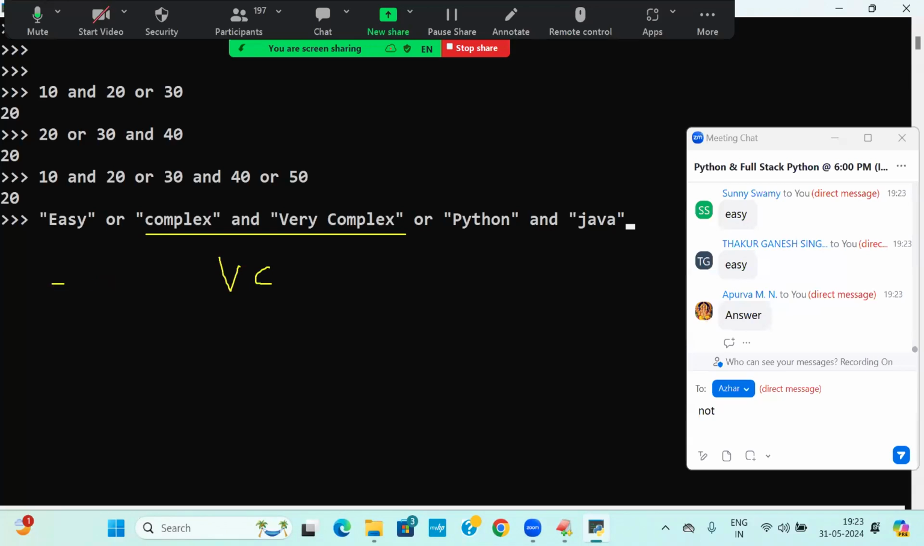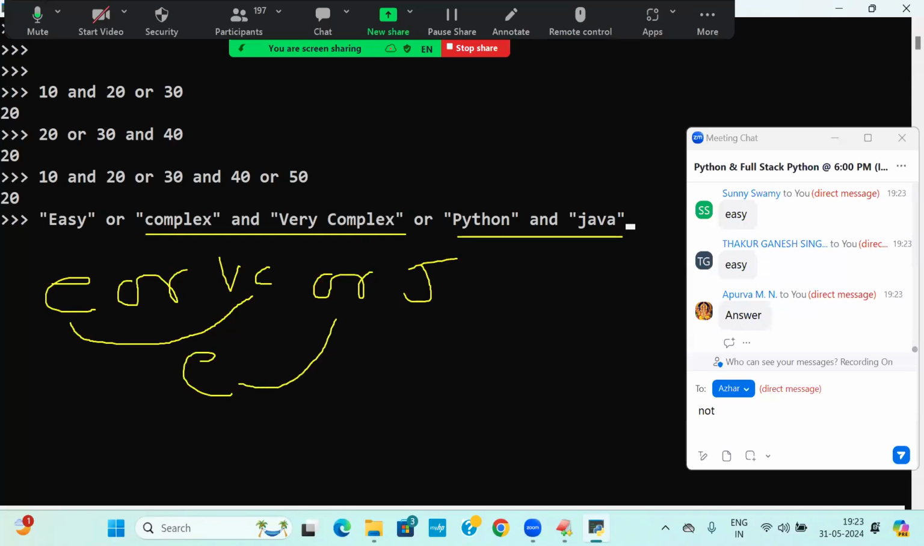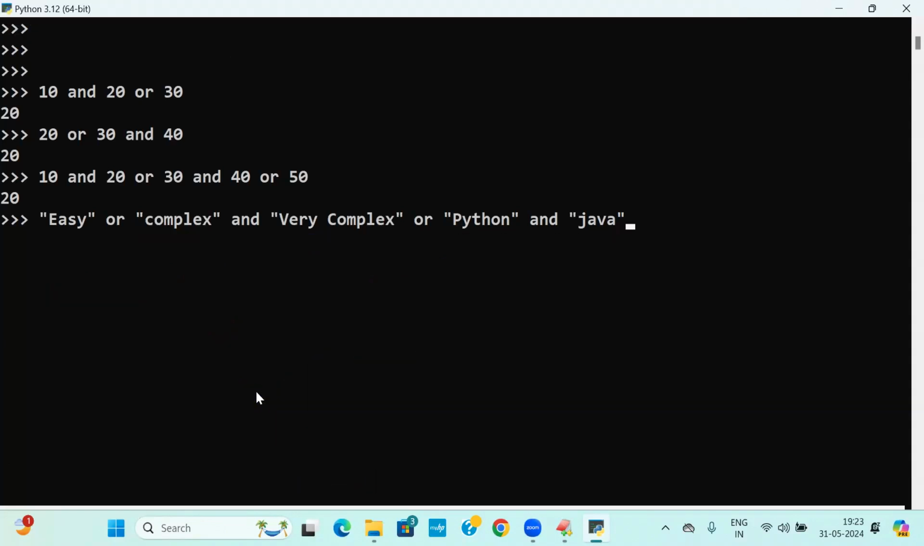Very complex. Okay. Easy or you write it. Very complex. And here also what is there? Or what is coming? Java. So easy, very complex, easy. Easy or Java. Easy is the answer. Okay. Done.